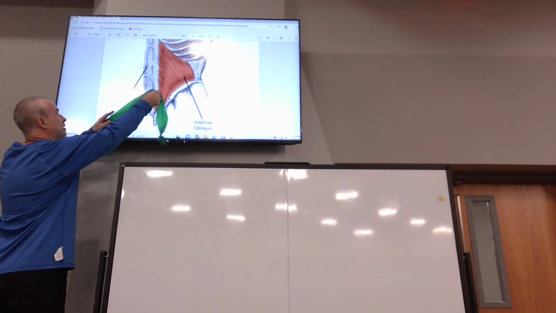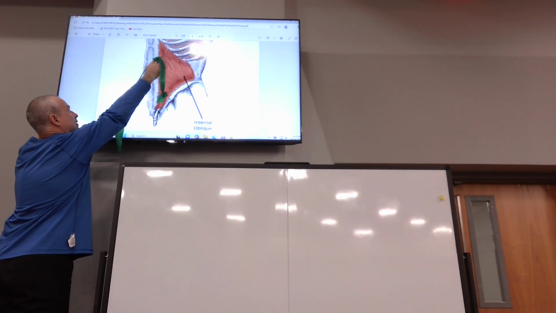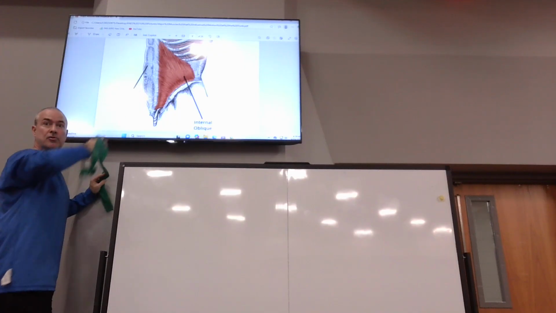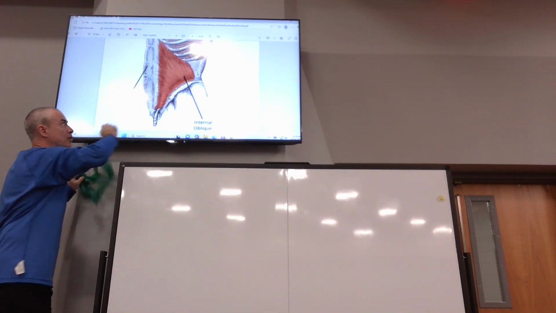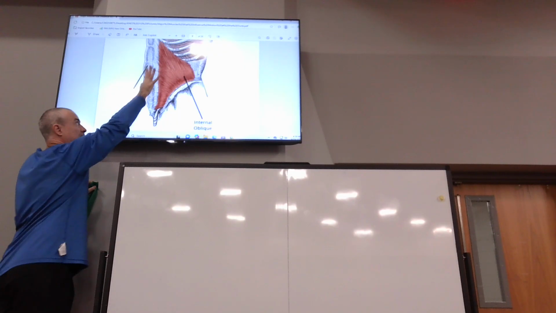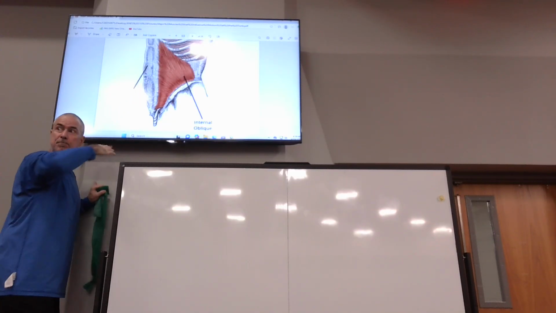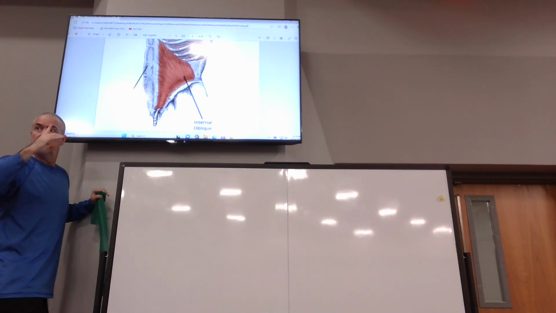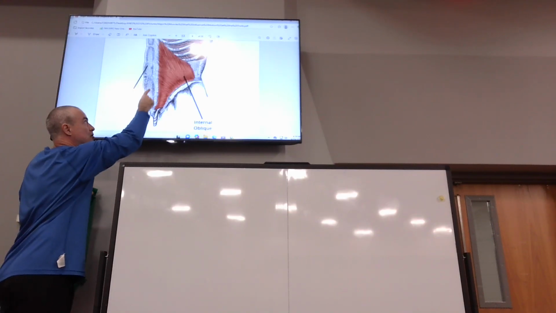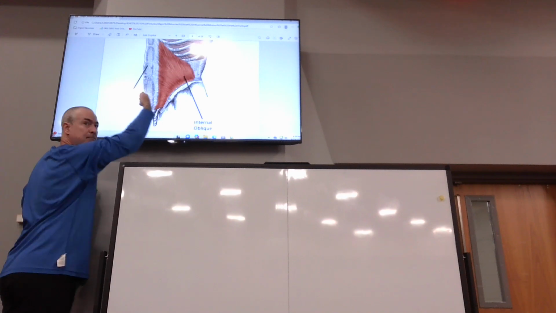It would run like this, crisscross. Because remember, this is the left side, right? So the left external is trying to bring the ribs forward, trying to spin the trunk to the right. So this same side internal is trying to bring the ribs back.